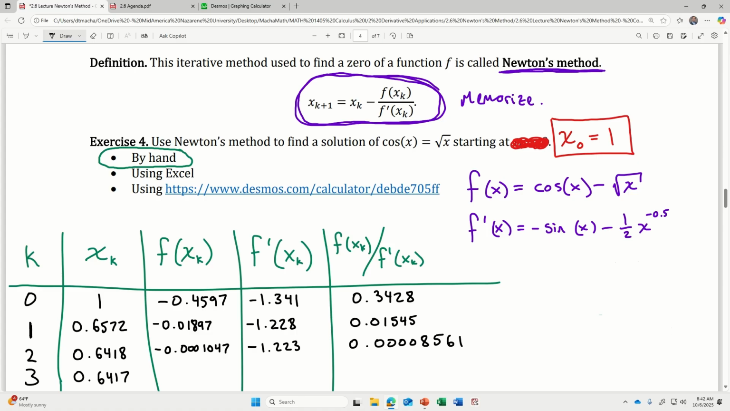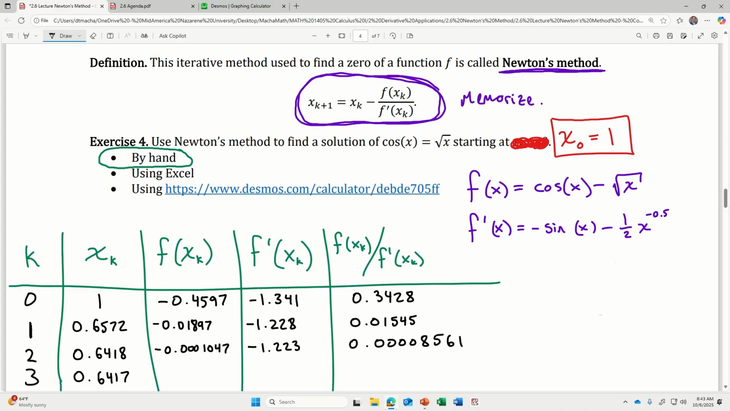On your test, I'm going to tell you how many iterations to do, because we could keep doing this forever. But I think what you would see is if we always kept 4 significant figures, the next iteration is probably still going to give me 0.6417. Do you see how it changed quite a bit going from 1 to 0.6572, and it changed a little bit on the next iteration, going to 0.6418, but then we only changed a very, very tiny amount on the third iteration here. And so our changes are getting smaller because we're getting closer to the true answer.